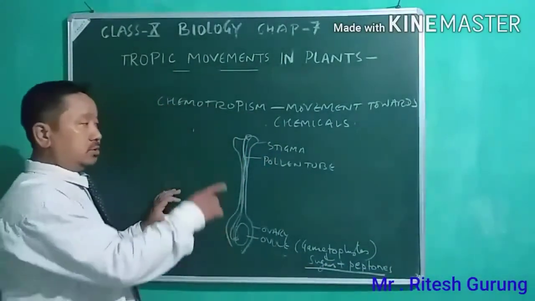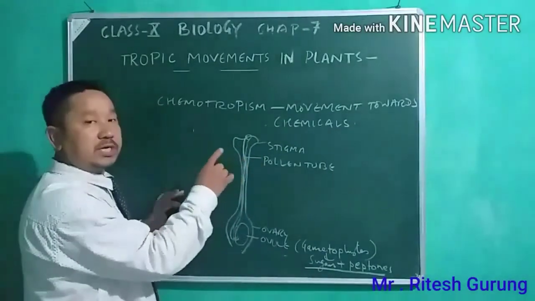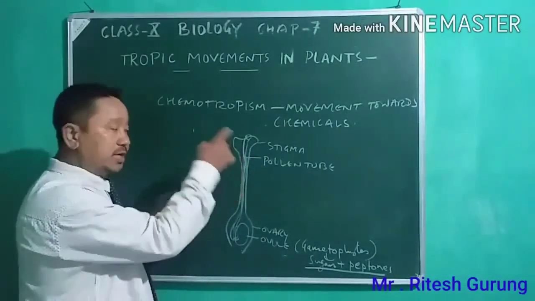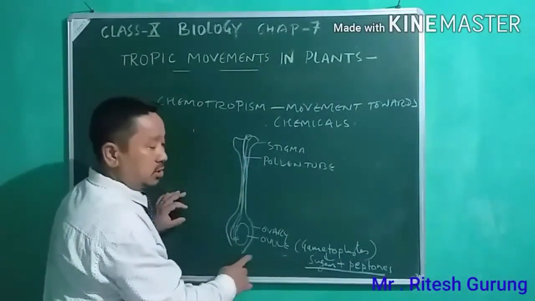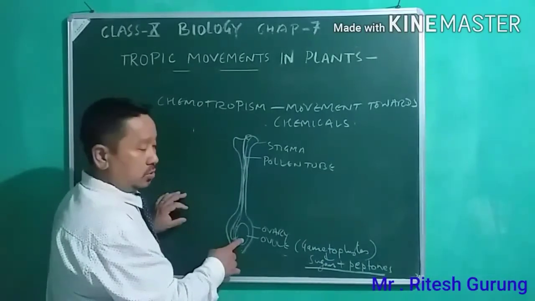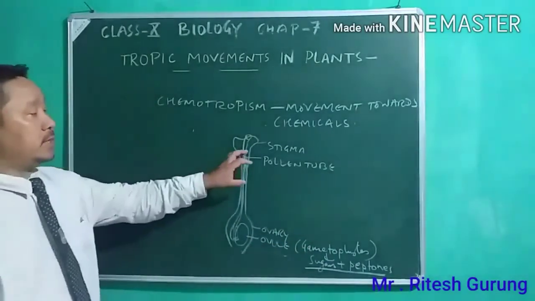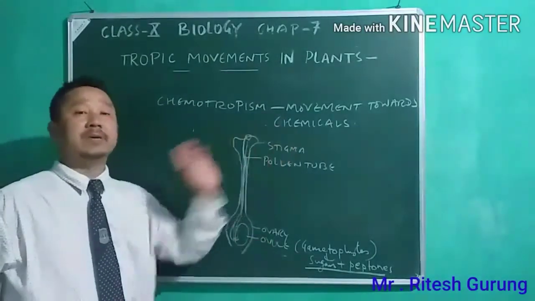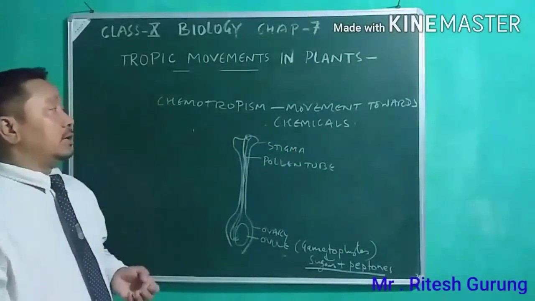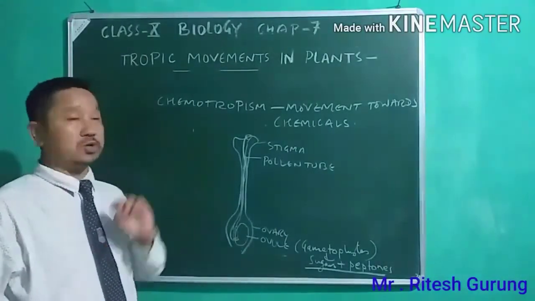So this pollen tube now shows its response through its movement towards the source of these sugars and peptones in gametophytes. That means the movement towards the source of chemicals. This is an example seen in plants, which is called chemotropism.